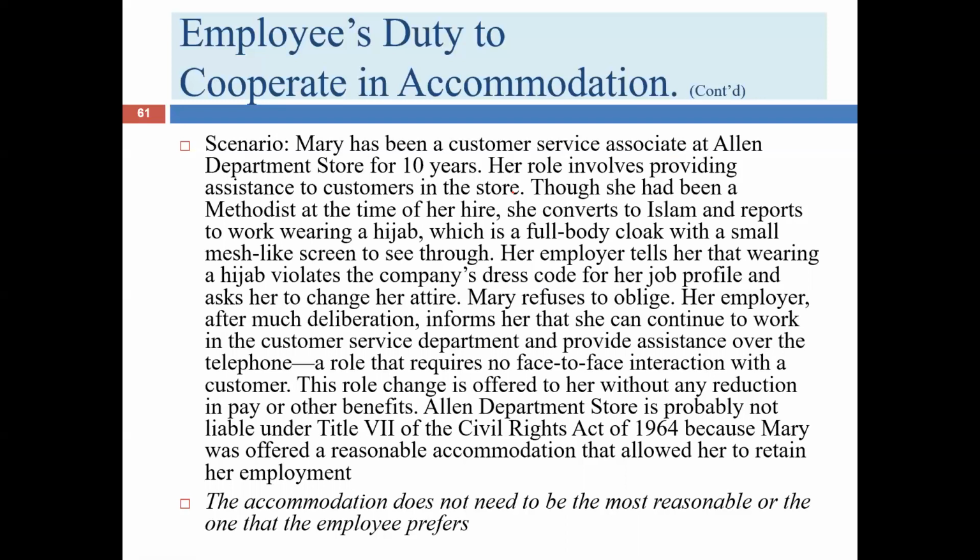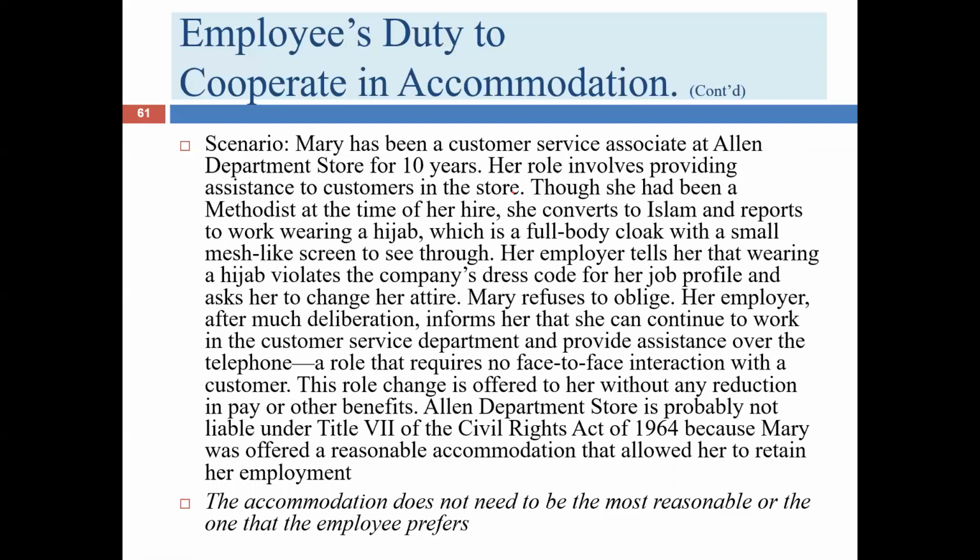Obviously, over the telephone, there would be no visual experience that the customer would have. Now, it's important to keep in mind that this is not an example of customer preference. It would be wrong for the employer to say, look, a lot of our employees don't like Muslims, and so we don't want you to look like a Muslim because our customers will be offended. That's not a valid reason.